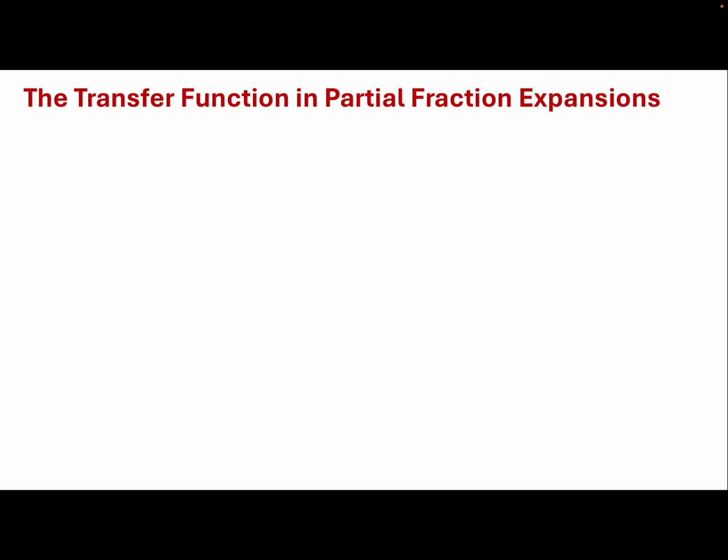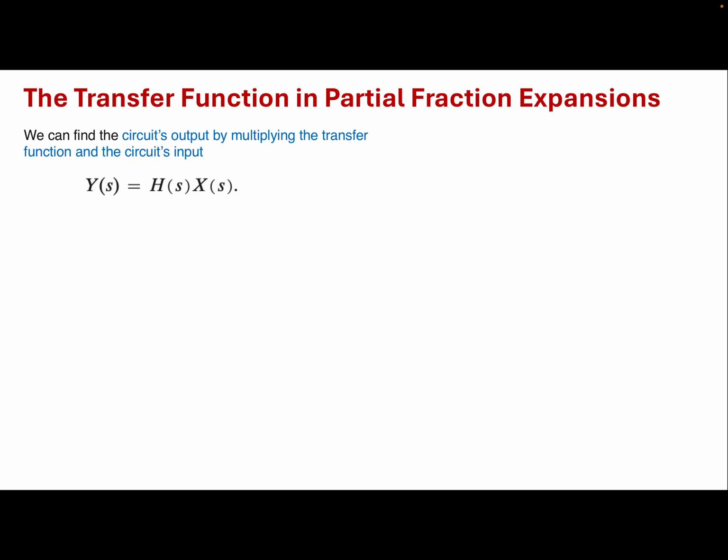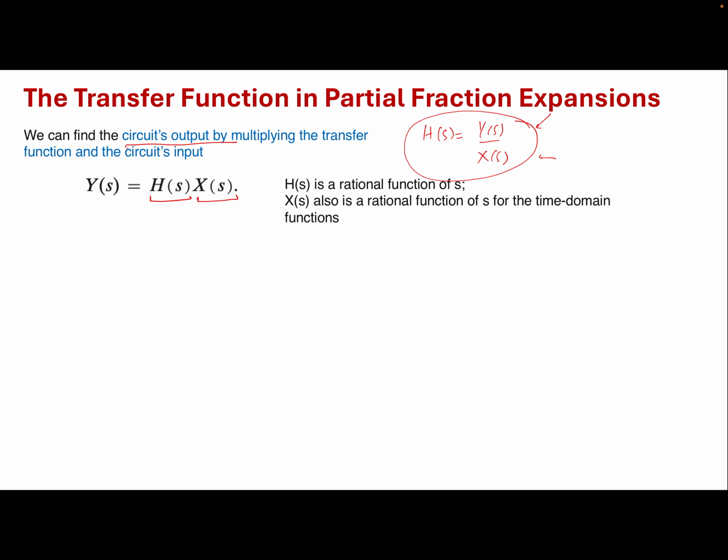Okay, so a little bit more. We know that our transfer function is H of s equals Y of s over X of s. This is how we define a transfer function, which is a ratio in the S domain, the output over the input. So if you were to find the circuit's output, this could be found by multiplying the transfer function by the circuit's input. Both of these will be rational fractions of s as the variable.